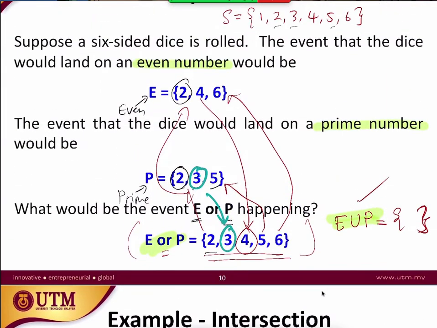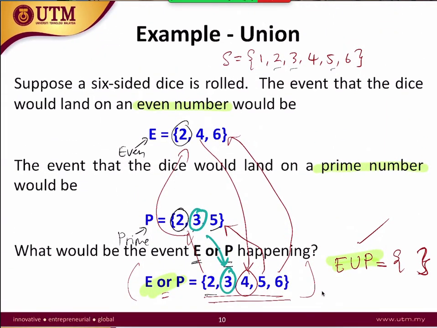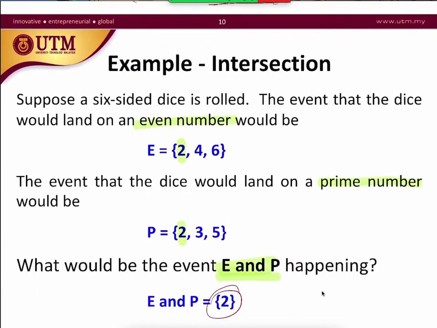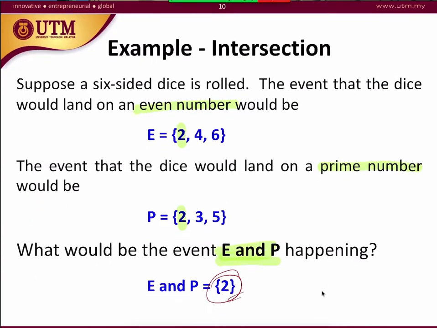Okay, union, we just put together all of the possible outcomes, but for intersect we need to choose only the same possibility, the same outcome that will happen. So for this one there's only one, because we can find both. Number 2 is an even and also a prime number.